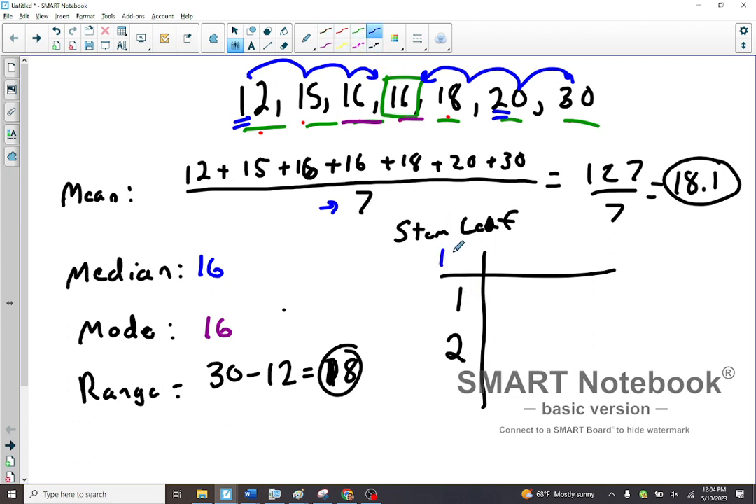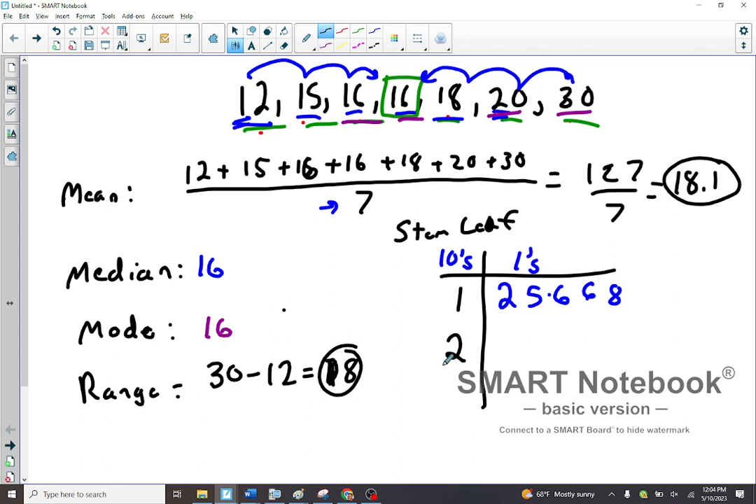Your stem is your tens place, while your leaves are the ones digits. So for example, if this is 1, you're going to have a 2, a 5, a 6, a 6, and an 8. Because you have 12, that's 1, 2; 15, 1, 5; 16, 1, 6; 16, 1, 6; 18, 1, 8. And in the next part, you have 20 and 30.